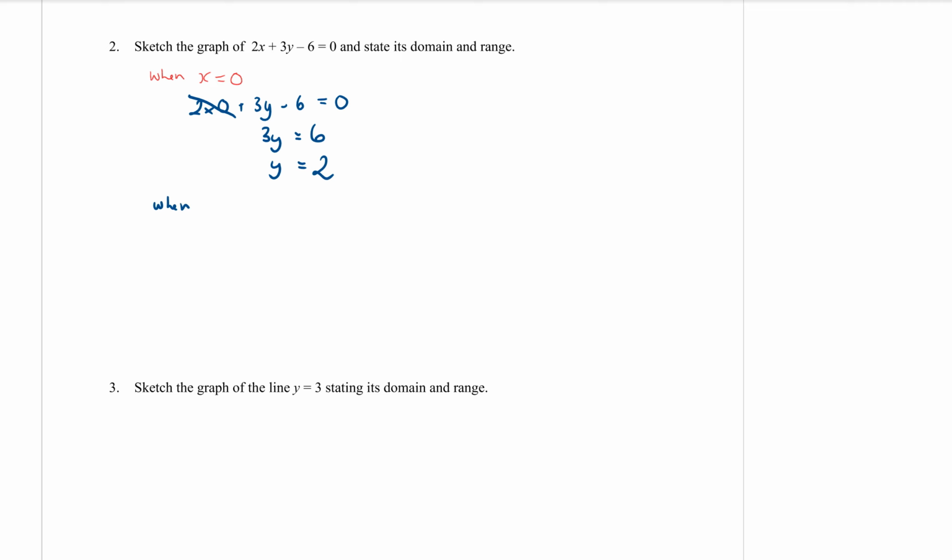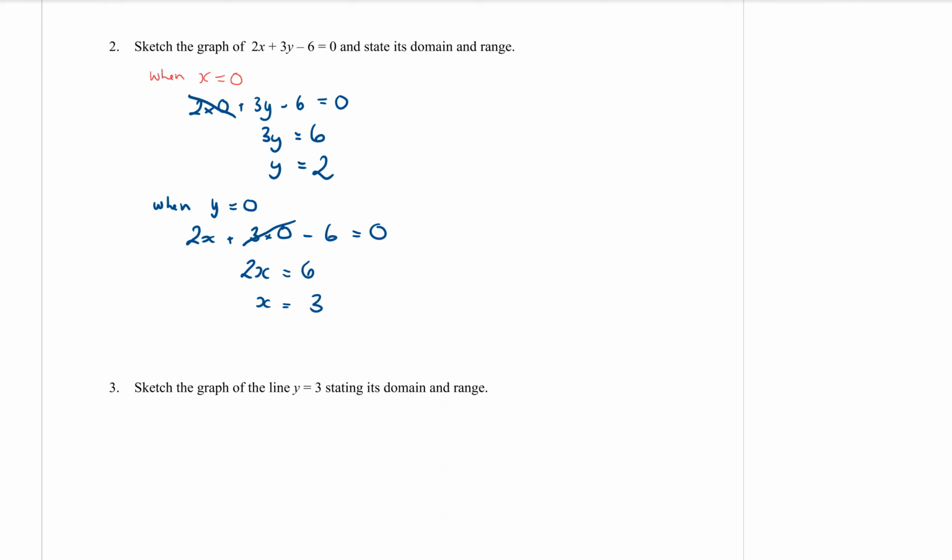So I also need to do when y equals 0 to find my x-intercept. So back to that original equation again. 2x plus 3y, but y is now 0, so 3 times 0, minus 6 equals 0. Again, we can cross out 3 times 0 because that makes nothing. So solving that, I want to move the negative 6 across. 2x equals a positive 6 and divide by 2, which gives me x equals 3.